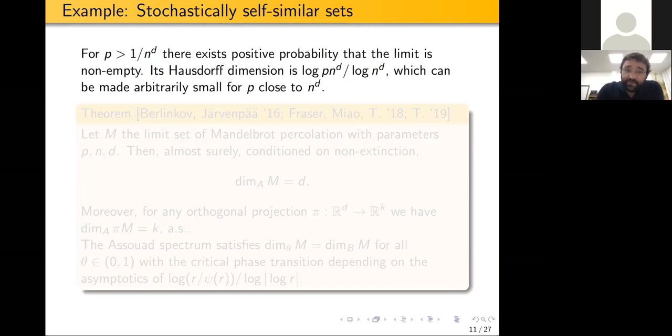you have positive probability that this limit is non-empty, and almost surely, conditioned on non-extinction, the Hausdorff dimension and box counting dimension is given by this expression here. So it's log p n to the d over log n to the d. And you might note, if you take p very, very close to this critical value, you can make the Hausdorff dimension as small as possible. Okay, so that's the Hausdorff and box counting dimension dealt with. They can be as small as possible, depending just on this parameter.